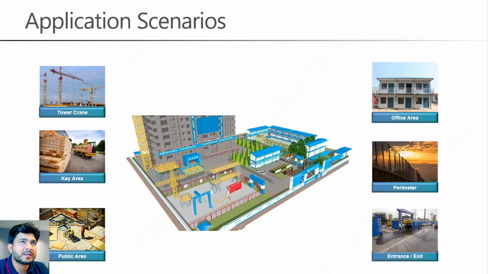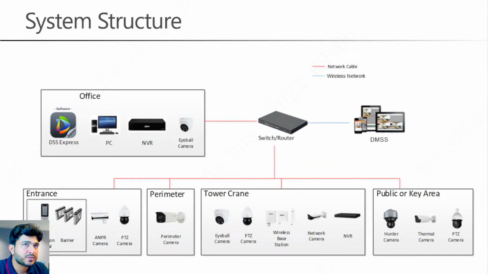there are different areas on a construction site, like tower, crane, key area where you put all your goods, public area, office area, perimeter and entrance and exit. So these are the main areas which we need to cover to protect our construction site. Different kinds of hazards can happen there, so we need to use a proper solution to overcome these kinds of mishaps. So you can see the solution system architecture here.